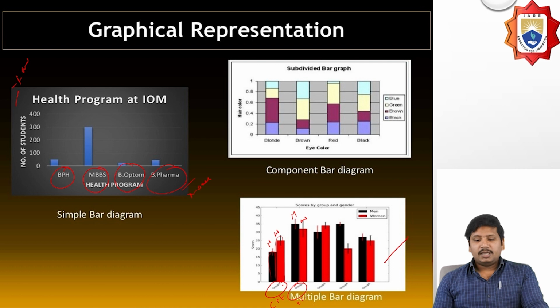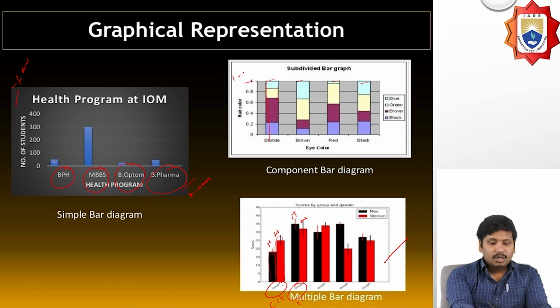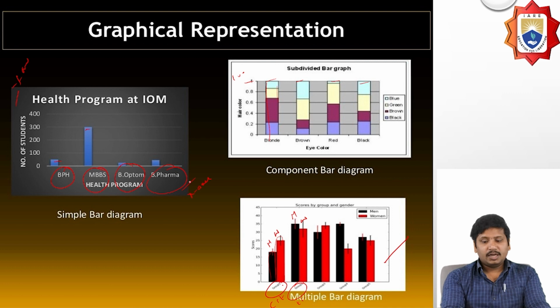And the next one is the component bar diagram. So what is the component bar diagram? In a component bar diagram, each and every bar should be matched with 100%. There is no increase and decrease of bars in this kind of diagram. All the bars should be equal, but within the bar itself we have to segregate the sections.